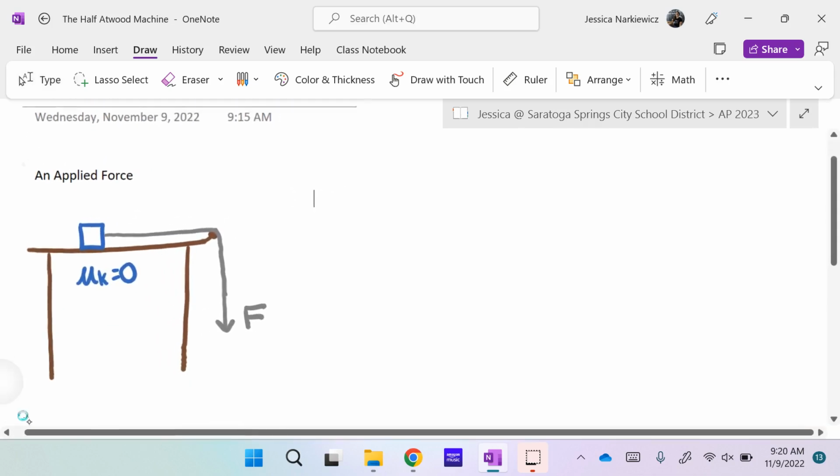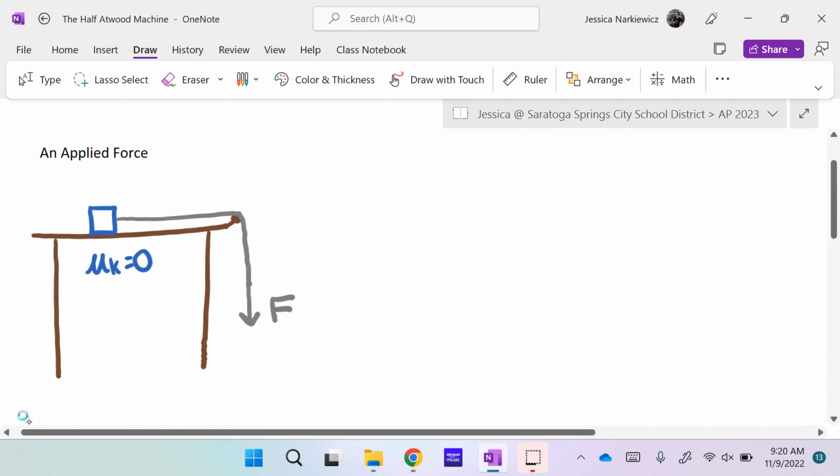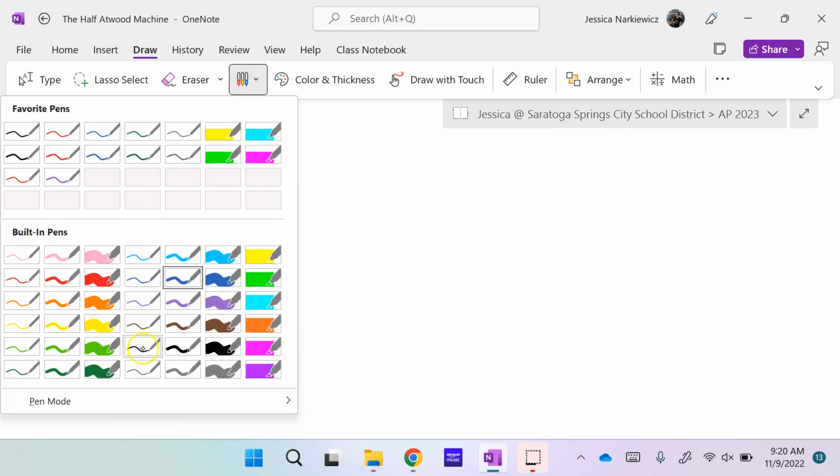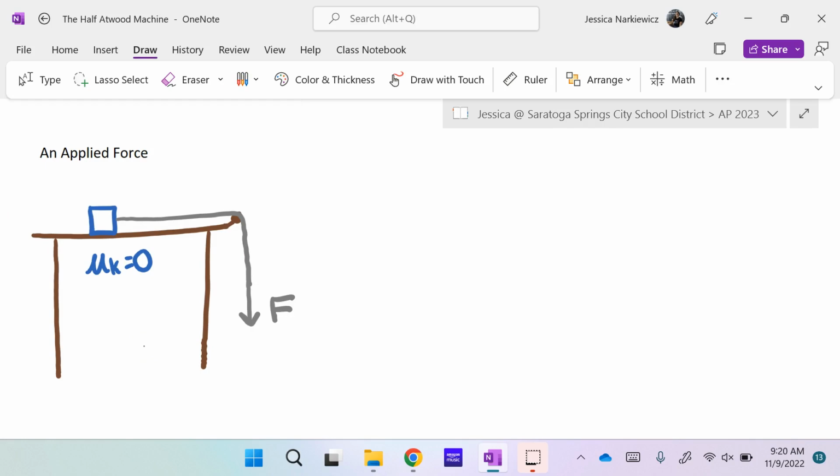The first half Atwood machine we're going to look at is called a half Atwood machine because it's half on the table, half hanging. This is when the Atwood machine is accelerated via an applied force. So I have this force F here, and I have this mass M1 here. The only object in my system is M1, so I really only need to draw one free body diagram. M1 has a force of gravity, which I can calculate by doing M1 times g, and we have a normal force. M1 also has a tension force acting on it.